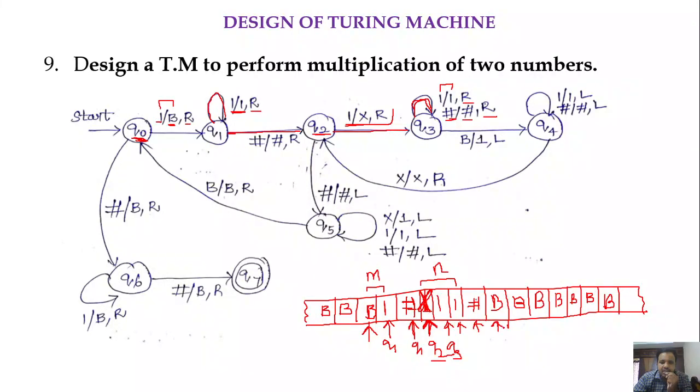So in Q3, if we get a blank, then what you have to do here is replace that blank with a 1, and move the head towards left. Also we will change the state from Q3 to Q4.